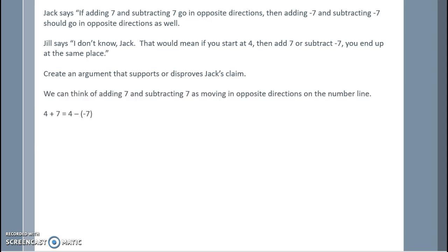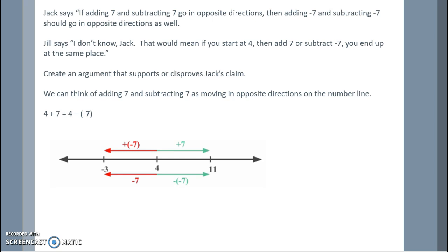We can think of adding and subtracting 7 as moving in opposite directions on the number line. So 4 plus 7 is equal to 4 minus a -7. So if we take a look at our objects here, we see that 4 plus 7 would give us 11, but if we're adding -7, we would go in the opposite direction. I also know that 4 subtract 7 is in the opposite direction. Well then, therefore, these two pieces would move in the opposite direction, just as adding and subtracting 7 moves in opposite directions.